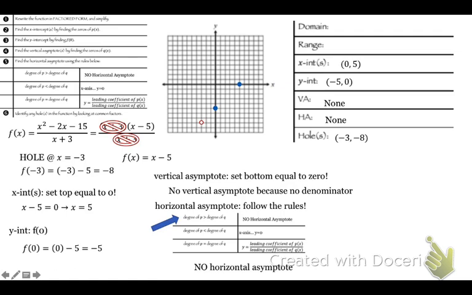This is just a line. Okay, so that is our graph right there. It's a line with a hole in it. Okay, my domain here is negative infinity to negative 3, and then negative 3 to infinity. My range is negative infinity to negative 8, and then negative 8 to infinity.